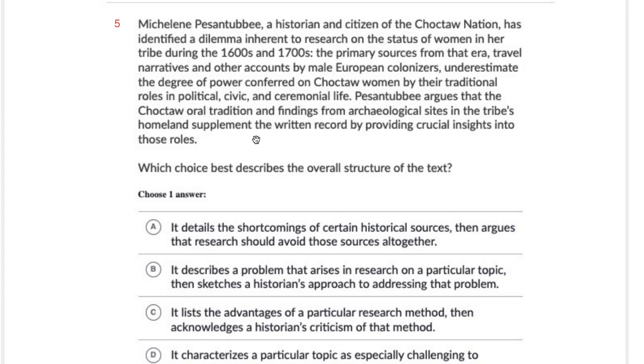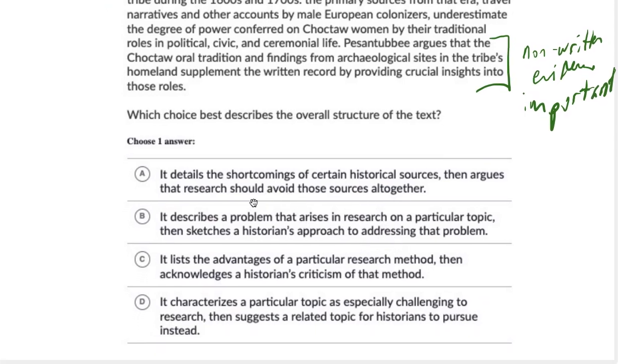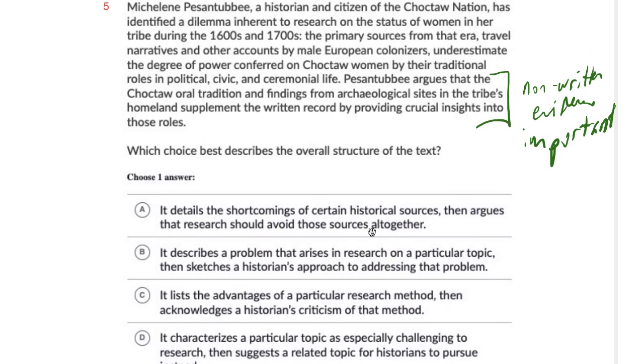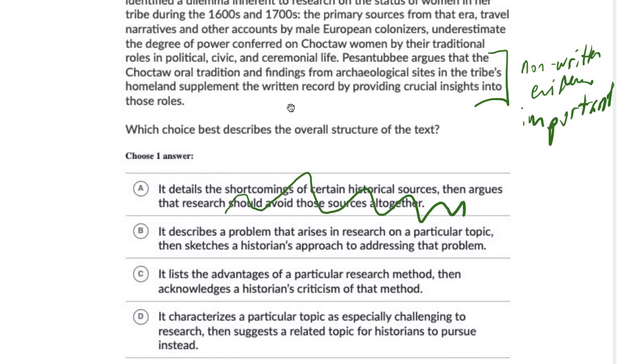This author argues that the Choctaw oral tradition and findings from archaeological sites in the tribe's homeland supplement the written record by providing crucial insights into these roles. Okay, so non-written evidence is important in terms of righting the wrongs committed by these male European colonizers. So it details the shortcomings of certain historical sources, then argues the research should avoid that. No, it does allude to the shortcomings, but it doesn't argue that they should avoid those colonizers' accounts altogether, just that they should supplement them with these other things.